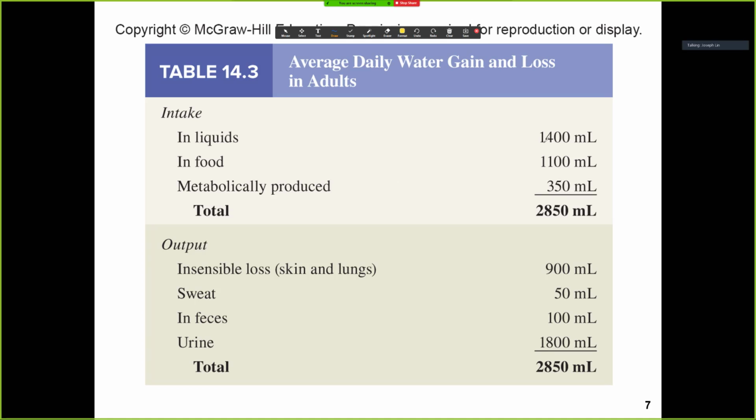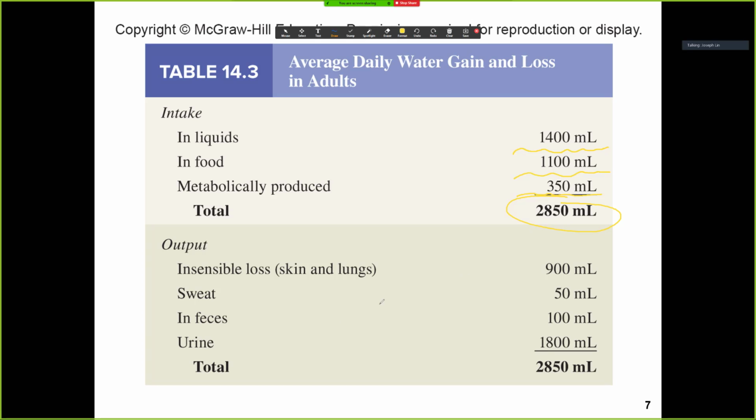You have these numbers, and these are just estimates. So liquid, you have maybe about 1,400 mLs of fluid through just water or juices or coffee. And then through food, you're eating some salads or vegetables, 1,000 or so mLs of fluid. And then your metabolism, you're generating some 350. So you have an intake of about 2,800 or so mLs of water.